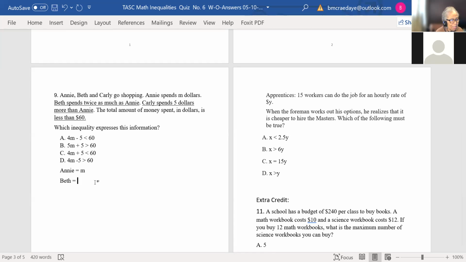What does twice mean? What number? 2. That's right. So what do I put here for Beth? 2 what? M. That's it, Maureen. Excellent. 2M, because Beth spends twice as much as Annie. That's 2 times M. Now, let's go to Carly.